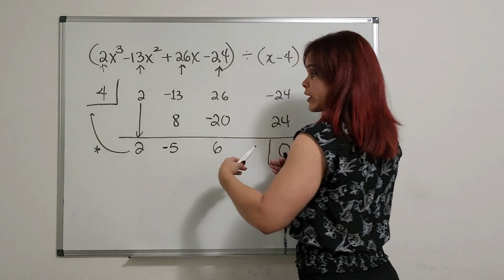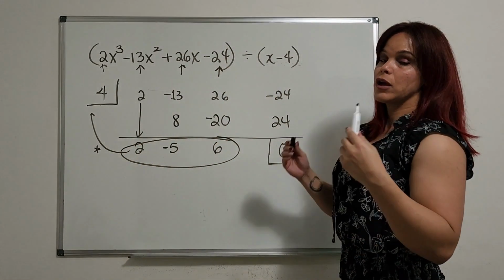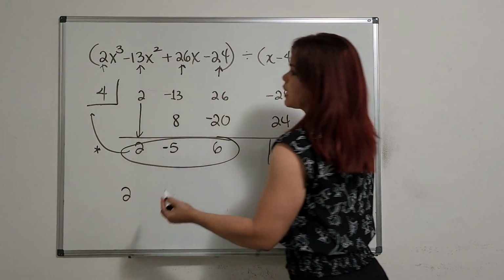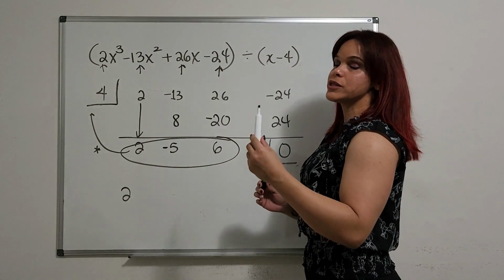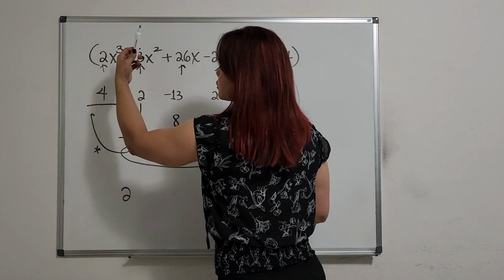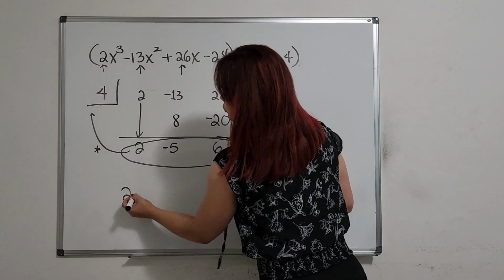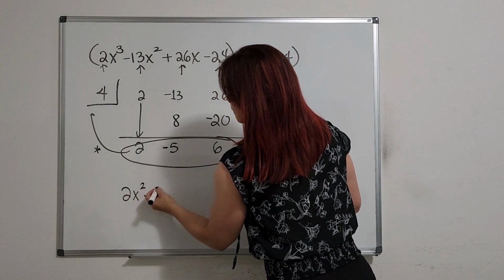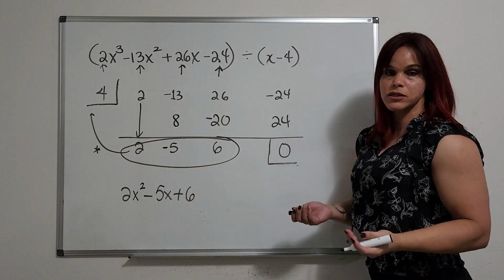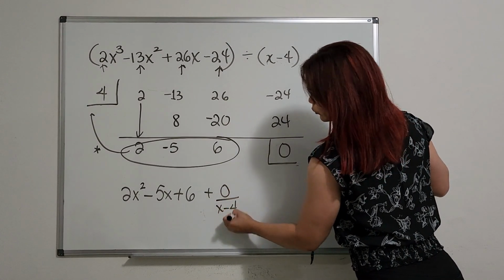So how do I write the result? These numbers here are going to be the coefficients of the quotient. I'm going to start with the degree 2, and the degree is going to be one less than the degree of the dividend. So this was of degree 3. I'm going to start here with a quadratic polynomial. So I'm going to write 2x squared minus 5x plus 6. And the remainder, that in this case is going to be 0. So I can write it as 0 over x minus 4.